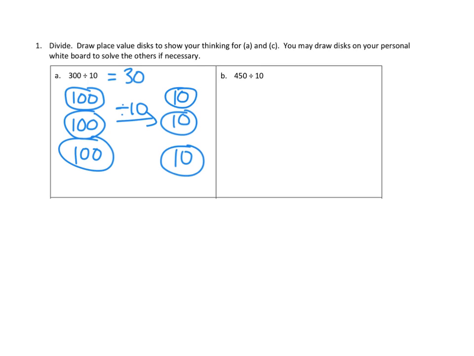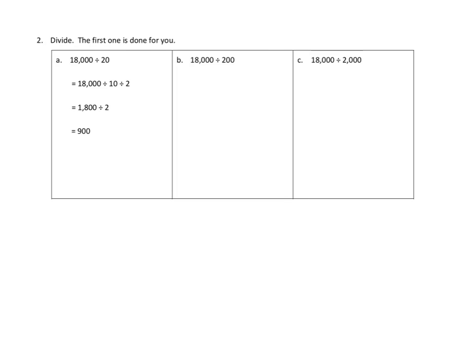So now we've seen it in a couple of different ways. We've seen it done with place value disks, and we can see it done a little bit as mental math as well. Let's take a look at another problem and see if that helps us figure out more. Problem number two, directions again, very simple. Divide. The first one is done for you. Let's see how they did 2A.